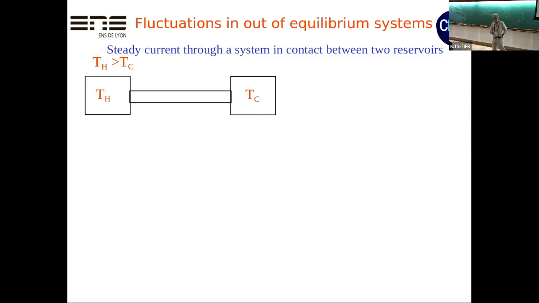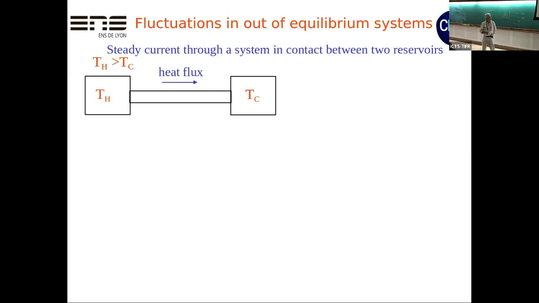What I wanted to do now is the following. Suppose that I want to do the simplest out of equilibrium system that can be realized. It is just a thermal conductor connected to two thermal baths at different temperatures, okay? And then the second principle tells us that on average, the heat flux goes from the hot to the cold reservoir.